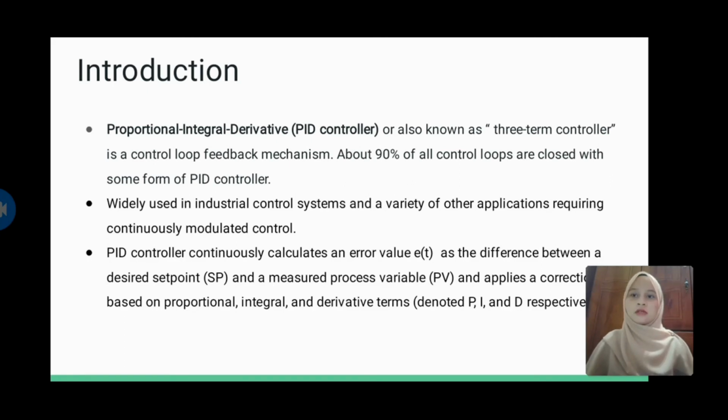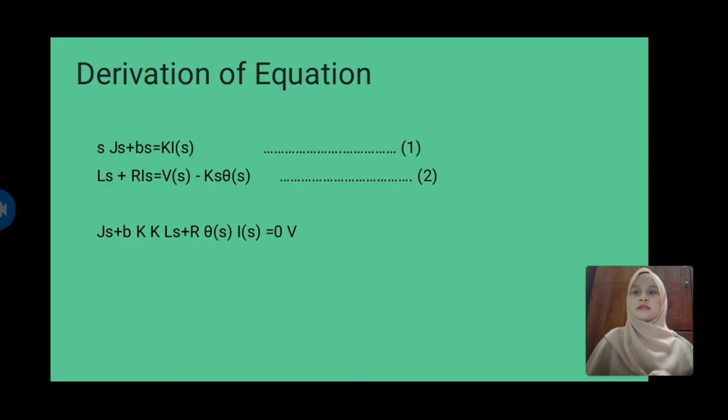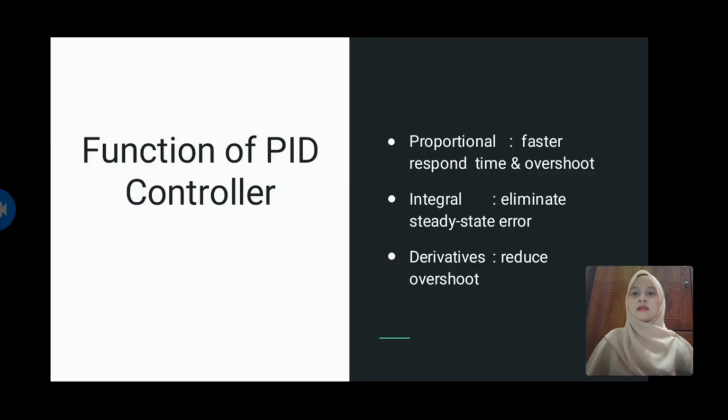The PID controller continuously calculates an error value as the difference between a desired set point and a measured process variable, and applies a correction based on proportional, integral, and derivative terms. At the right of the slide is the structure of the control system, and from there we can see the PID control system. This is the derivation of equation 1 and equation 2, and then equation 3 and equation 4, and the function of the PID controller.